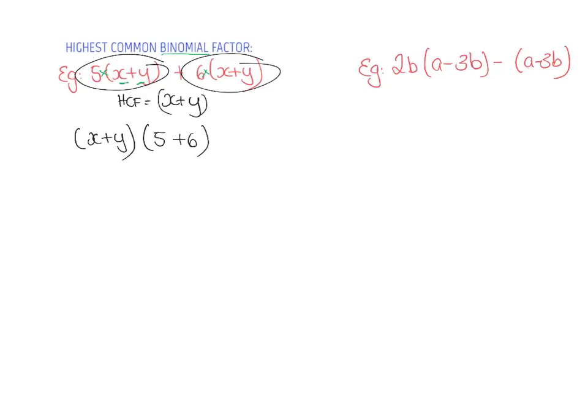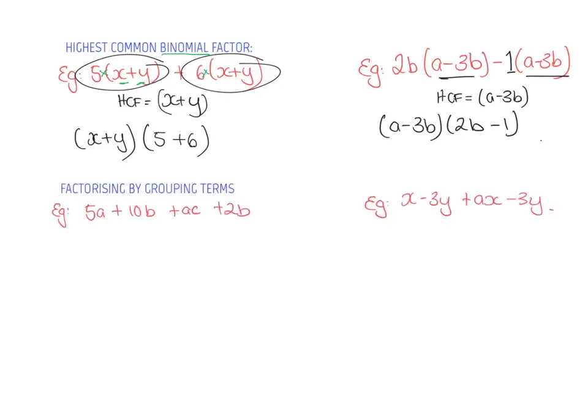So if we look at this other example, we can see that a minus 3b is common. Now, we don't have to put a 1 there, but it's assumed a 1 there. So if I look here, the highest common factor is a minus 3b. So I bring that out the front like we did before, and we put whatever's left, which is 2b minus 1, into a bracket.